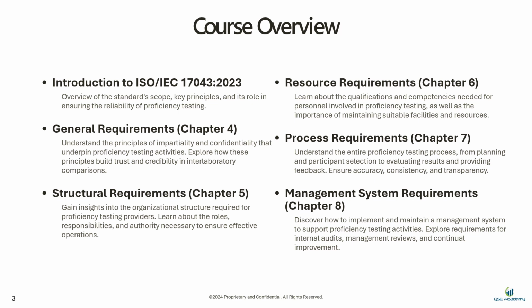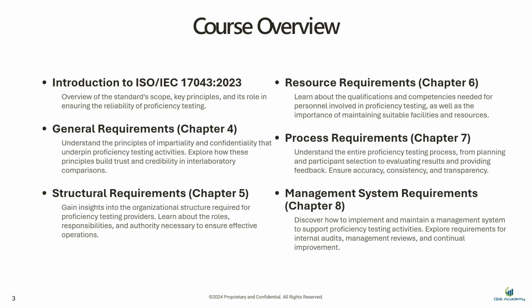In Chapter 4, the General Requirements, we'll explore principles like impartiality and confidentiality, which are critical for building trust and credibility in interlaboratory comparisons. Chapter 5 focuses on structural requirements. Here, we'll discuss the organizational structure necessary for proficiency testing providers, including roles, responsibilities, and authority.